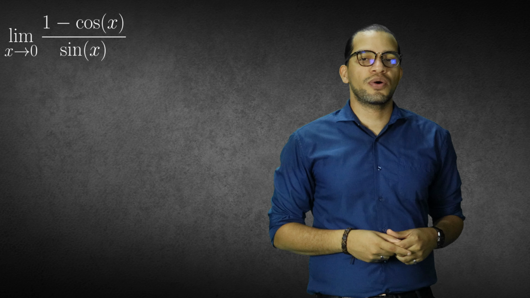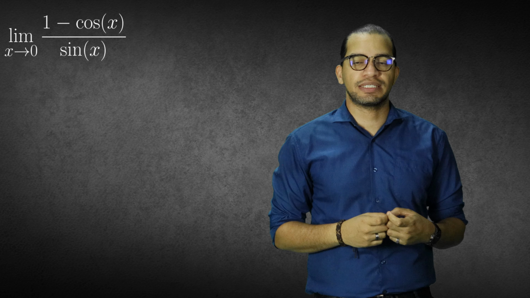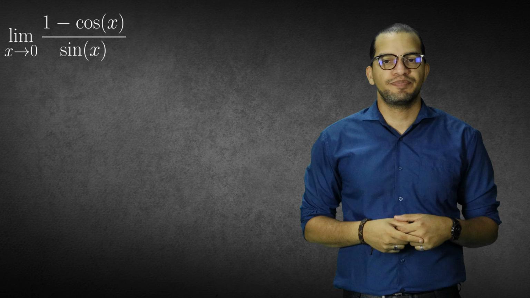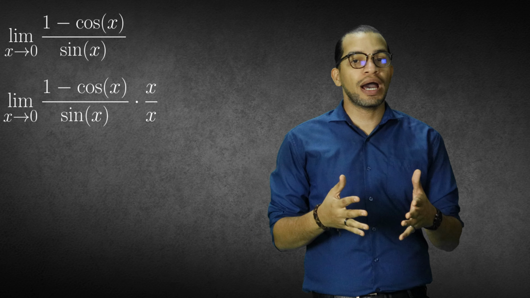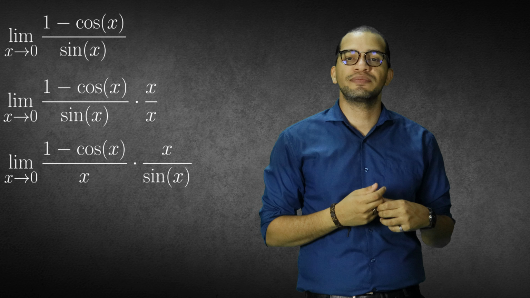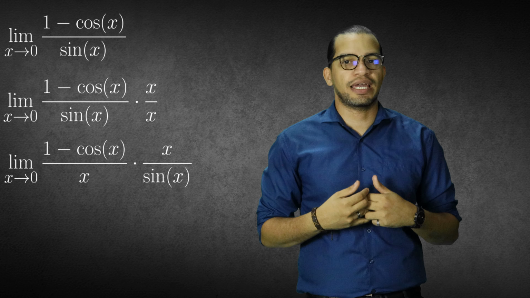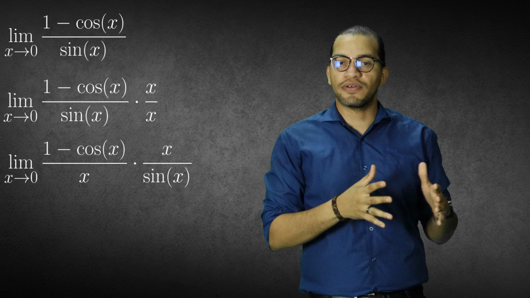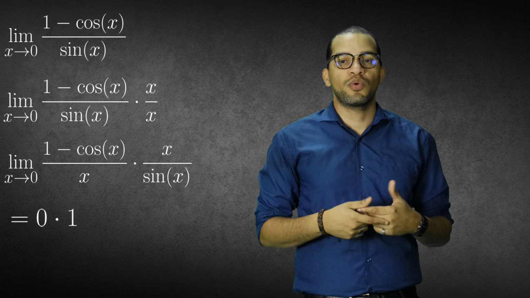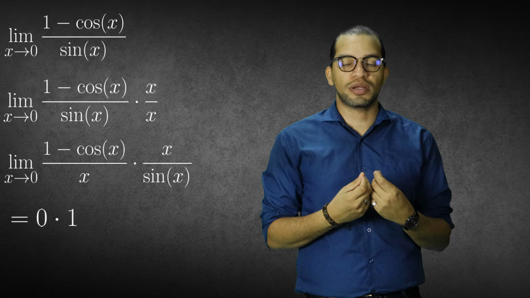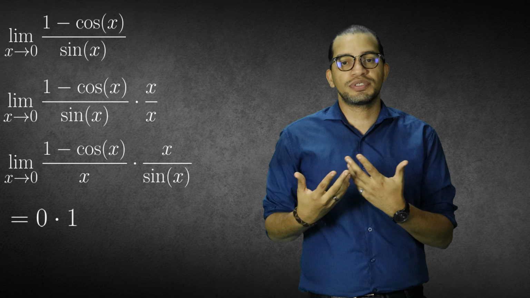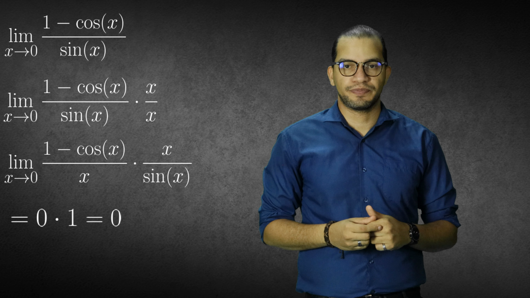Now, let us solve this other problem. The limit when x goes to 0 of 1 minus cosine of x divided by sine of x. If we multiply and divide by x, we get the limit when x goes to 0 of 1 minus cosine of x divided by x times the limit when x goes to 0 of x divided by sine of x. And we know that the first limit goes to 0 and the second limit goes to 1. And by the laws of limits, we know that we'll have to make the product of these two limits, which will be 0 times 1, which is simply 0.